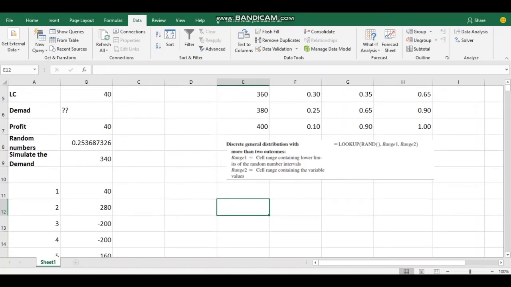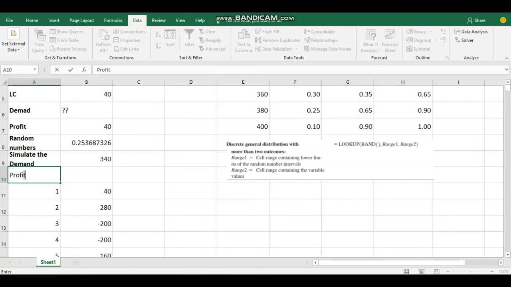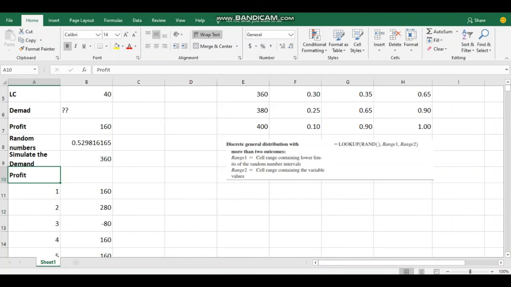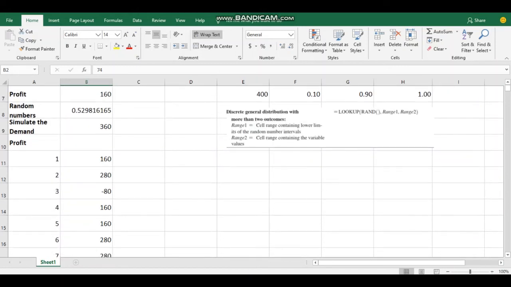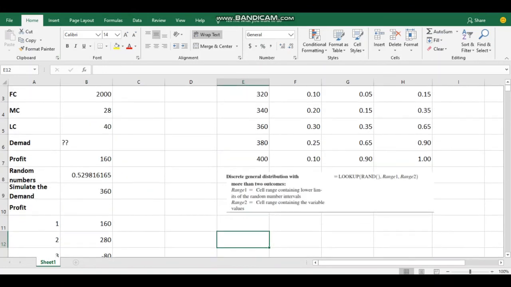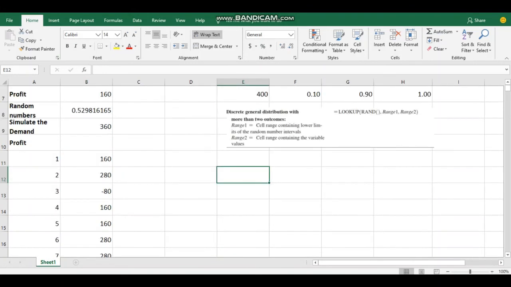What is the purpose? The major purpose is profit, right? The problem which we are dealing with is: what if Joseph Private Limited goes with this price for this fluctuating demand from 300 to 400, what is the probability that he'll make a profit or loss using the simulation method? Now the moment you generate 10,000 simulations, you can start by doing the maximum first.